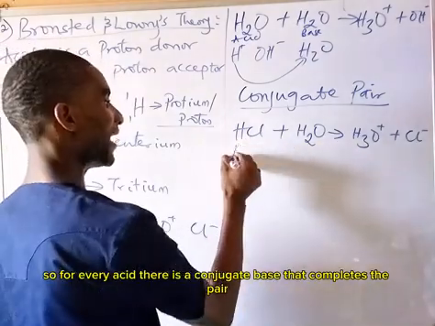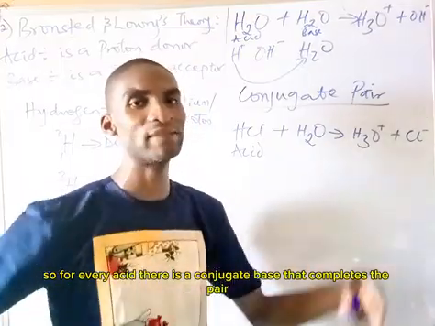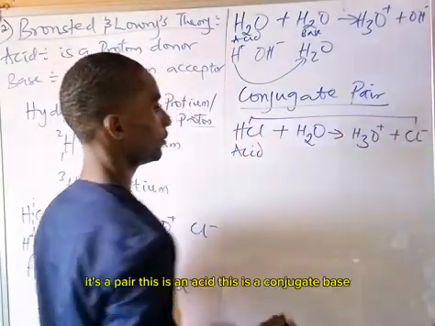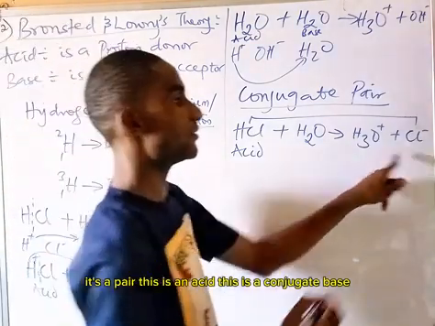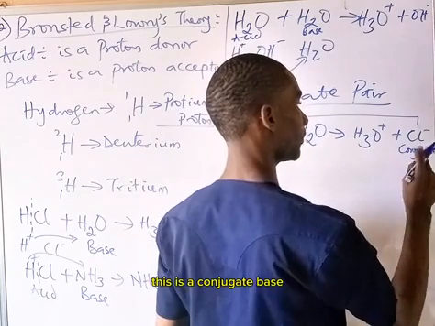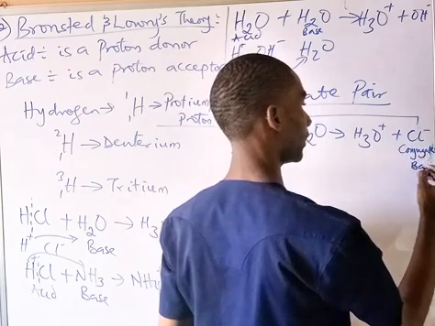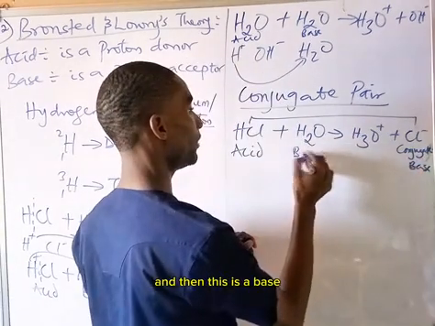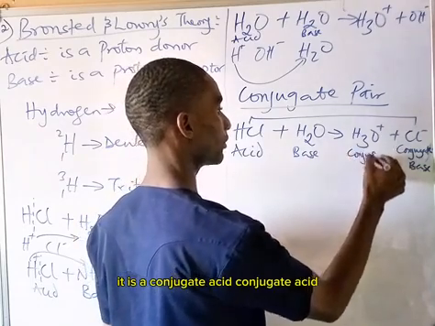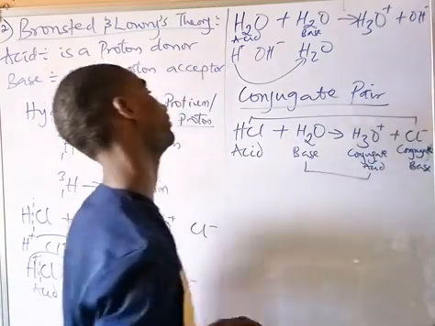So for every acid, there is a conjugate base that completes the pair. And this is it. This is the pair, right? This is a pair. This is an acid. This is a conjugate base. And then this is a base. This is a conjugate acid. So this is the pair.